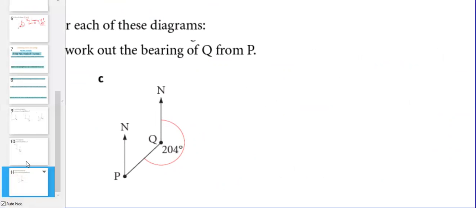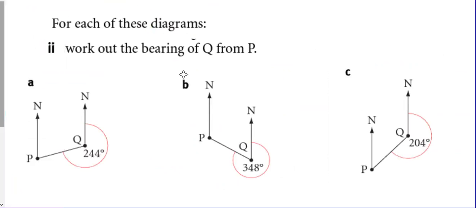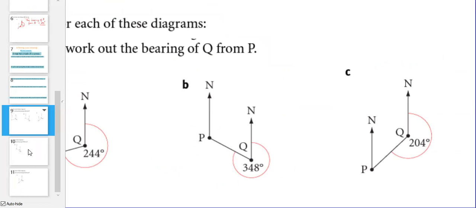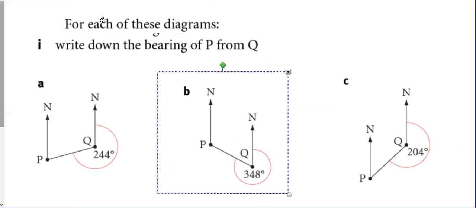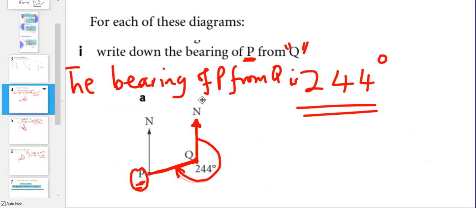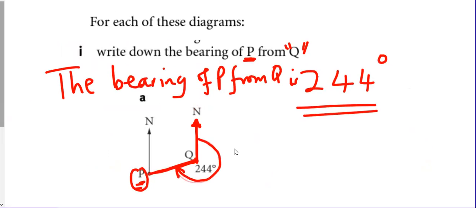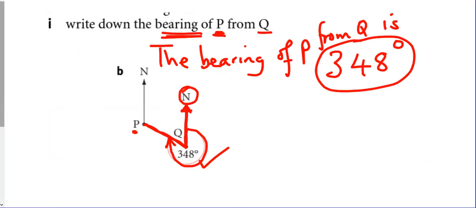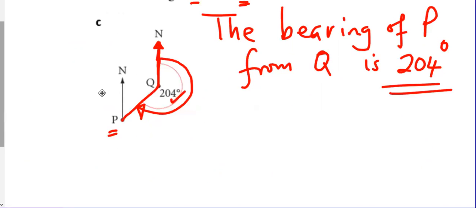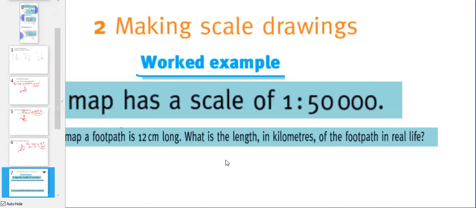Now let me take you back to where we ended. Okay, this is the question. For each of these diagrams, Roman 2. Why Roman 2? It's because we had a Roman 1 question somewhere here. For each of these diagrams, Roman 1, write down the bearing of P from Q. So we have answered all this, and these were the solutions. We had A, we had B, we had C. Okay, that's C.